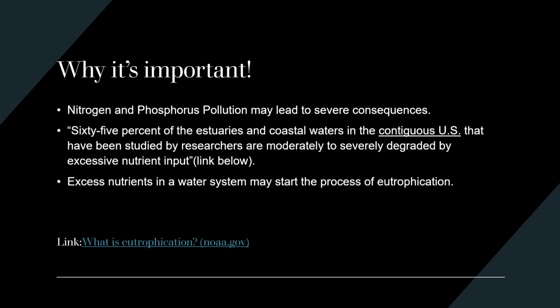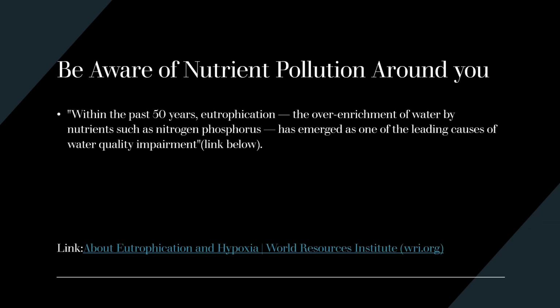Nutrient pollution, such as nitrogen and phosphorus pollution, is called eutrophication. The National Oceanic and Atmospheric Administration says that 65% of the estuaries and coastal waters in the contiguous U.S. have been damaged by excessive nutrient inputs. This is a very real and current issue we face in the world today. Within the past 50 years, eutrophication has emerged as one of the leading causes of water quality impairment.